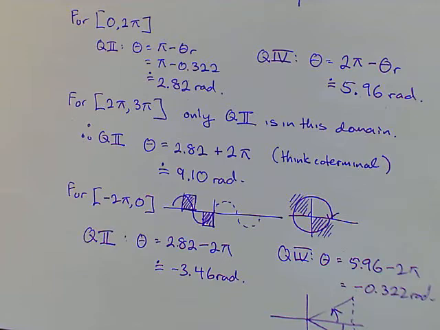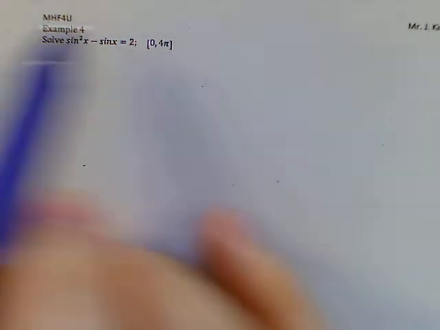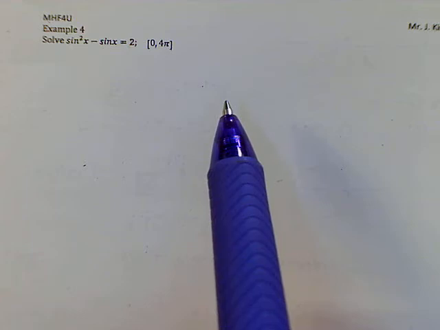Alright? Let's try this. I'm going to pause this video after asking you to try example 4. Now, I'm going to start example 4 for you because it might look a little different from your other questions. But once you see where this is going, I hope you can do the rest. Here we go. Sine squared x minus sine x equals 2.